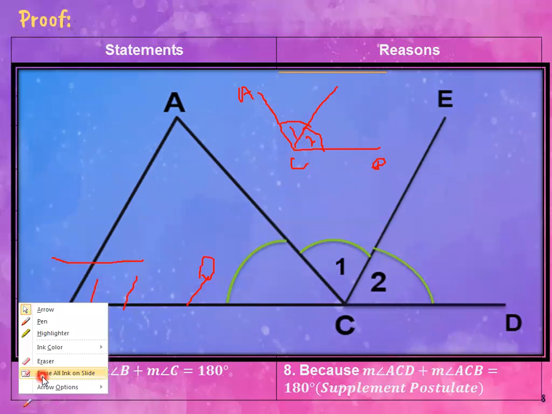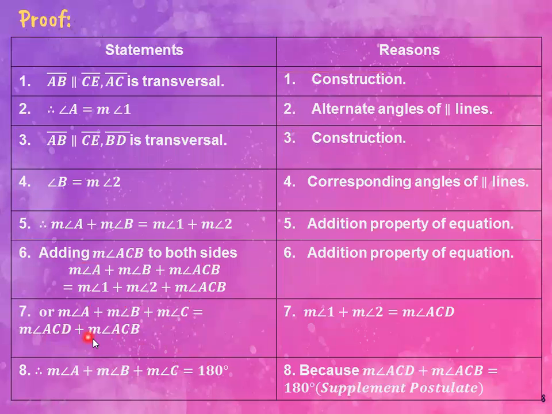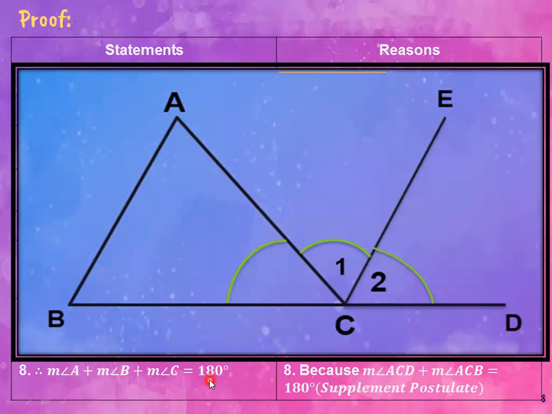Now look at here. What you have, therefore, measurement of angle A plus measurement of angle B plus measurement of angle C is equal to 180 degrees. Now where does this 180 come from? In the previous step what you have, this one, ACD plus ACB. Now how is this ACD plus ACB equal to 180 degrees? Why are we writing here 180 degrees? Now look at here. In this figure, this is ACD, and this is measurement of angle ACB.